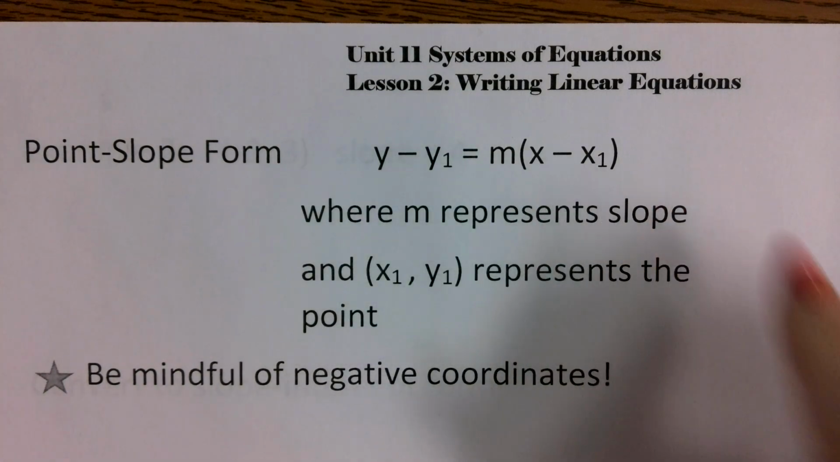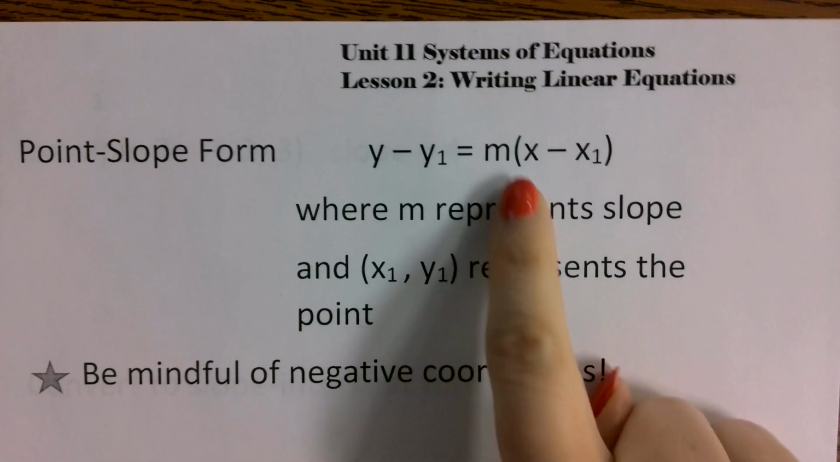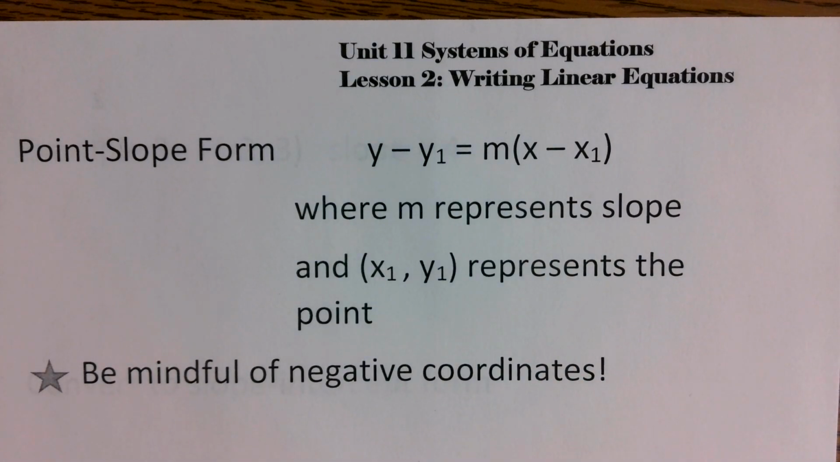And that is point slope form, where you are given slope. Slope is still the value of m. And then you are also given a point that is going to reside on the line. That might not necessarily be your intercept.